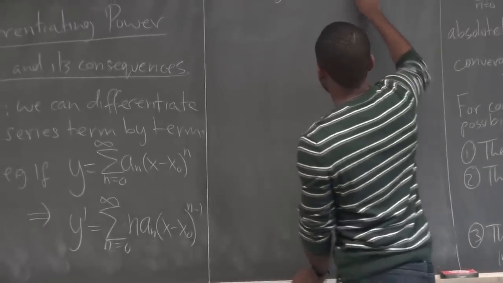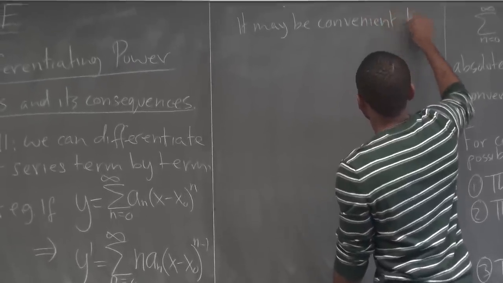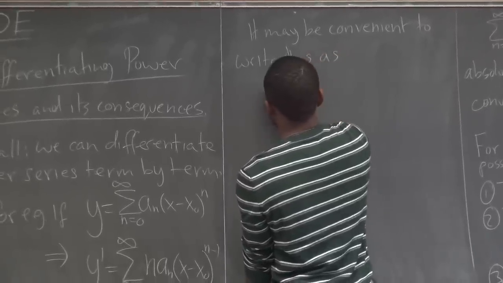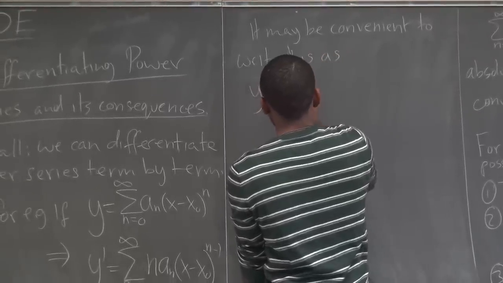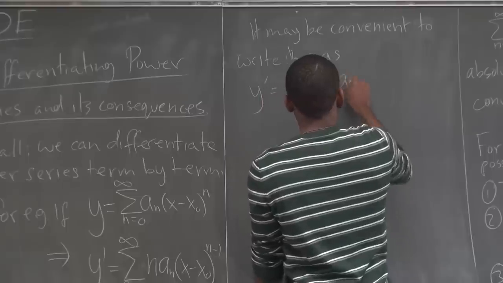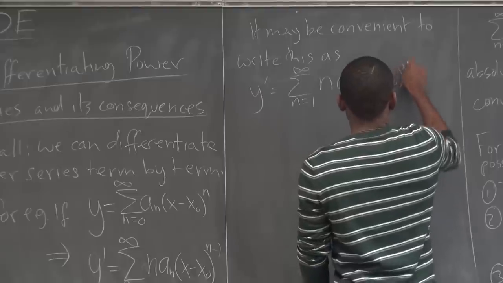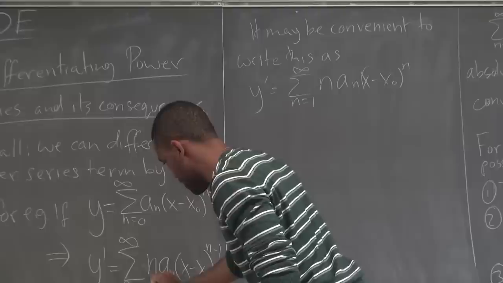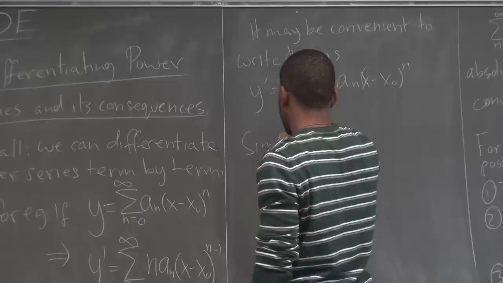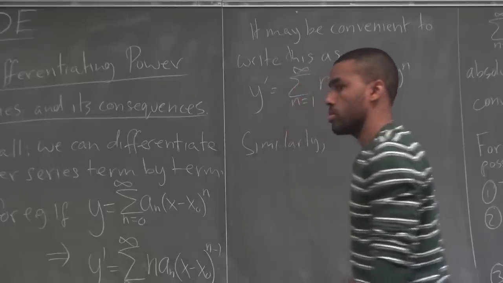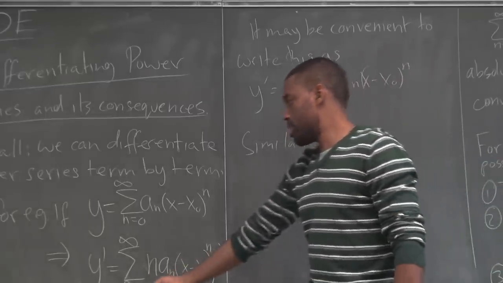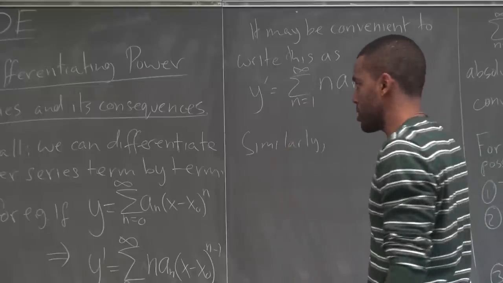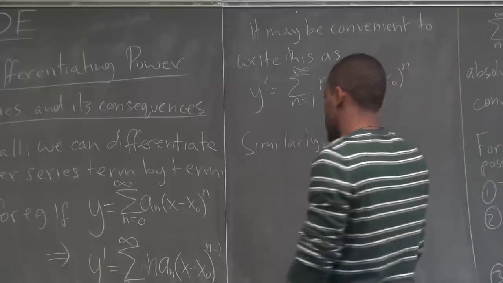Sometimes it's convenient to write it as in, the series starts at 1 now, instead of starting from 0. Why can I do that? If I plug in n equals 0, it kills the first term, so it doesn't even matter. If the first term is 0, you can essentially ignore it and start from where the non-zero terms are.